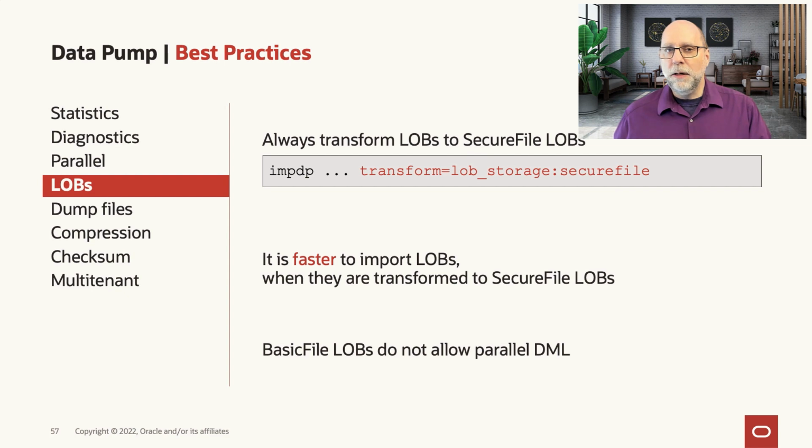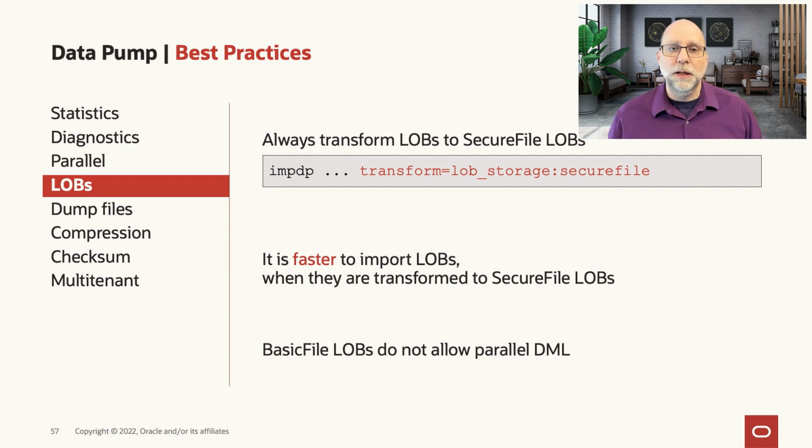So we recommend, if you have basic file lobs, well, I'm sorry, but there's nothing we can do to improve performance of the export. But on import, you should be transforming to secure file lobs, because Data Pump has this parameter, the transform lob_storage to secure file, that will transparently change your basic file lobs to secure file lobs. And it's application transparent as well. So you don't have to worry about breaking applications by doing this. The only thing you'll see is that the lob operations for those applications will be on the order of 5 times faster. Let me give you some data to back up these claims.